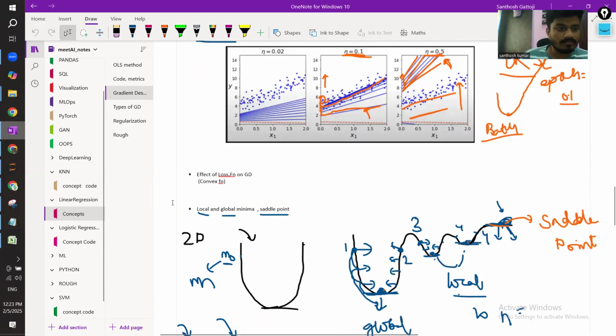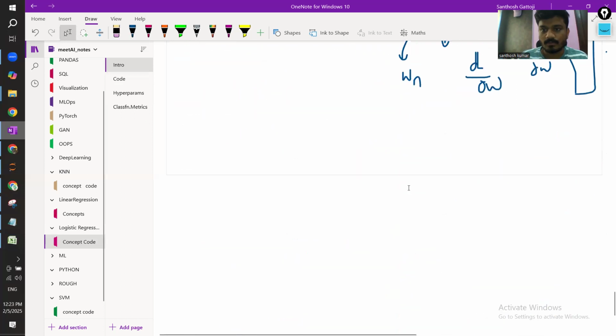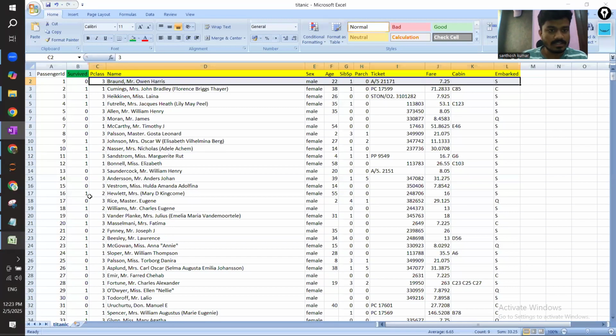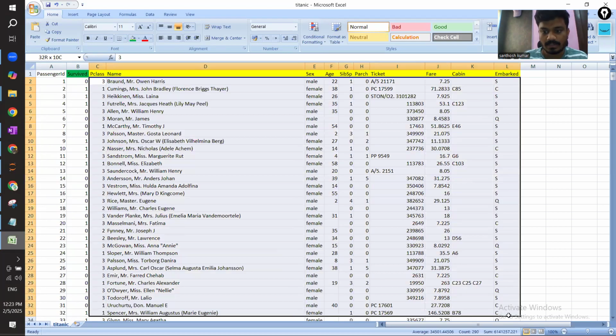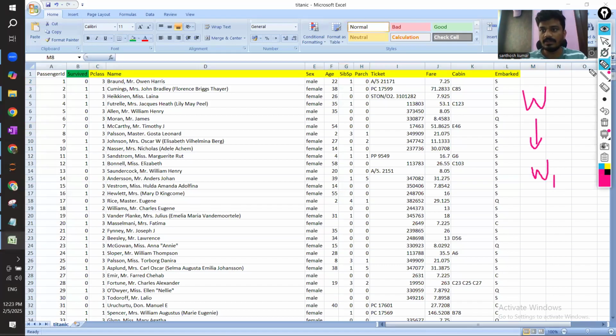No, see, after considering all the points, one change of W will happen. Not for one point. When you go to the Excel sheet, the Titanic thing, you will easily understand. After considering all these points, one change of W will happen. From W it will go to the new W, W1 for example.